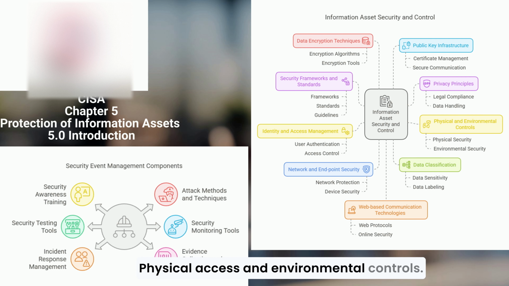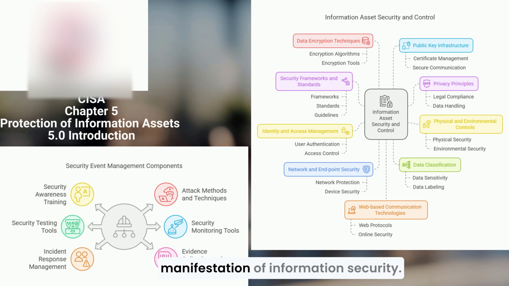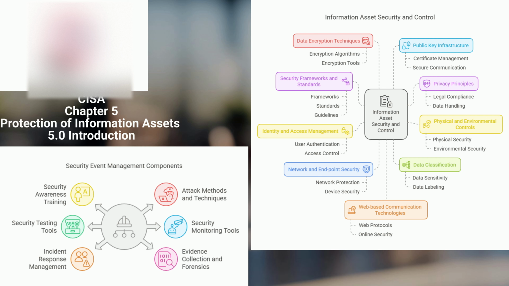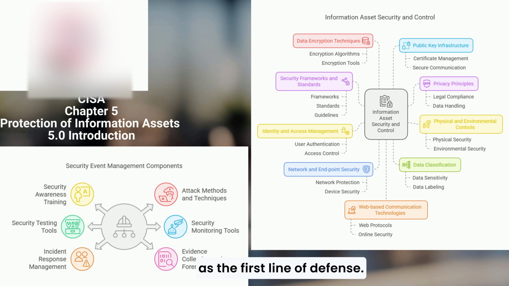Physical access and environmental controls. Now, picture a secure underground vault. It's cool, dry, only accessed by a select few, and sensors are constantly monitoring who goes in and out. This is the physical manifestation of information security. Physical access and environmental controls serve as the first line of defense.